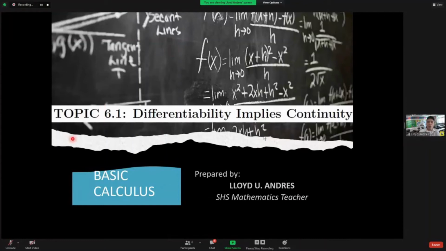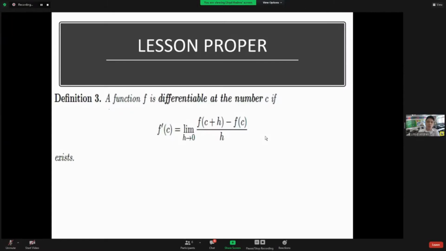Topic 6.1, differentiability implies continuity. Here is the definition of differentiability. A function f is differentiable at a number c if f prime of c, equals the limit of f of the quantity c plus h minus f of c all over h, as h approaches 0, exists.